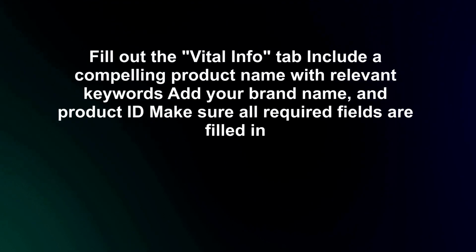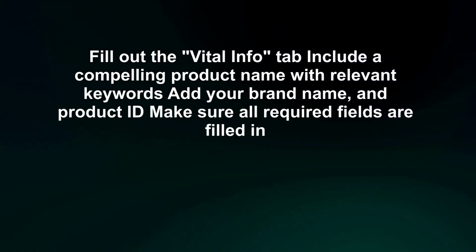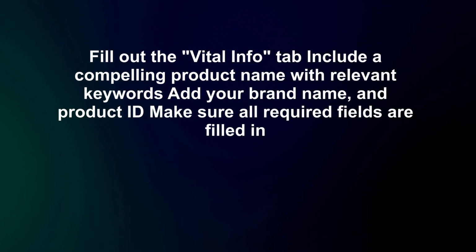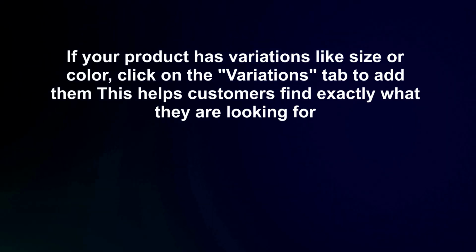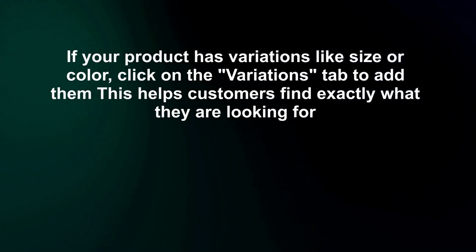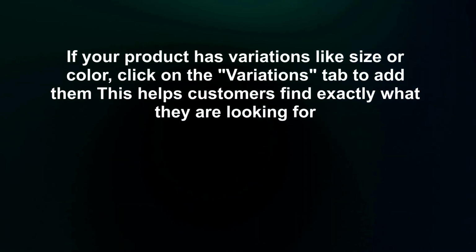Fill out the Vital Info tab. Include a compelling product name with relevant keywords, your brand name, and product ID. Make sure all required fields are filled in. If your product has variations like size or color, click on the Variations tab to add them. This helps customers find exactly what they are looking for.